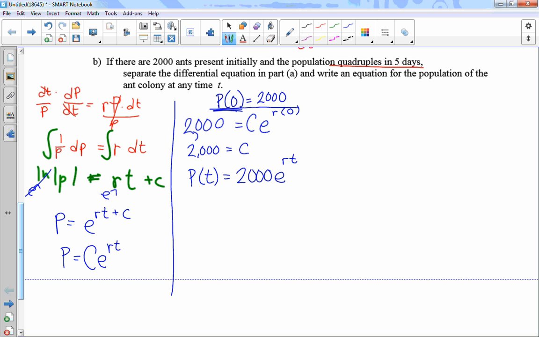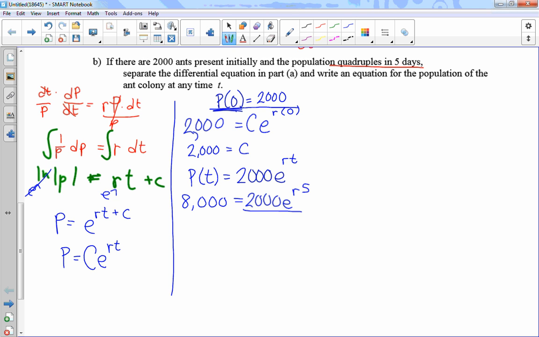So I'll find the quadruples, times by 4. And this allows us to solve for the rate, and time is 5. Divide by 2,000. Get 4 equals e to the 5r. So what would the rate be?